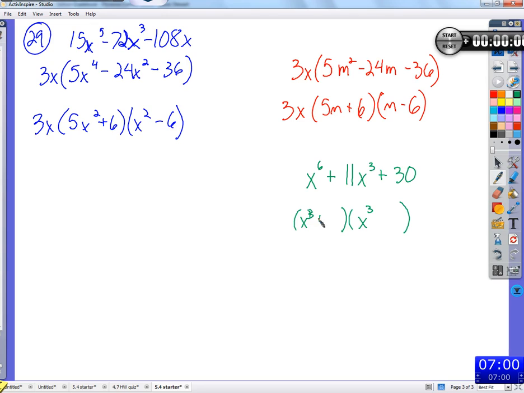So can I fill this in so that I get a 30, and then when I add together, I get 11? 6 and 5. Does it have to be 6 and 5? Oh, it can be 5 and 6. This goes out in front, so no difference.